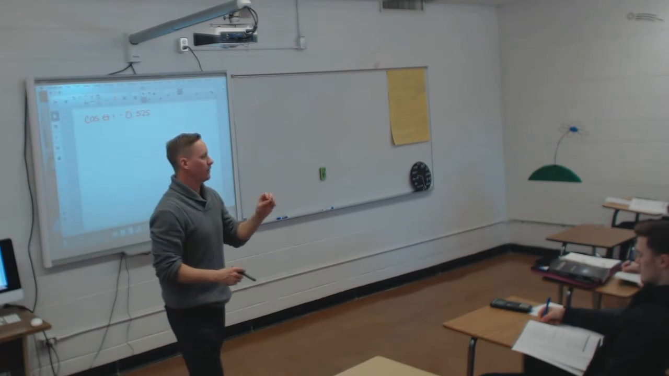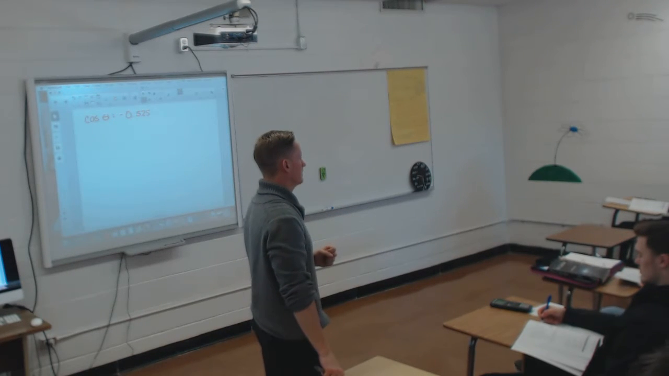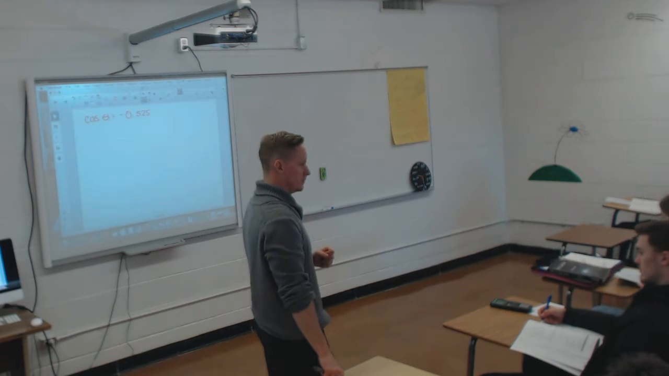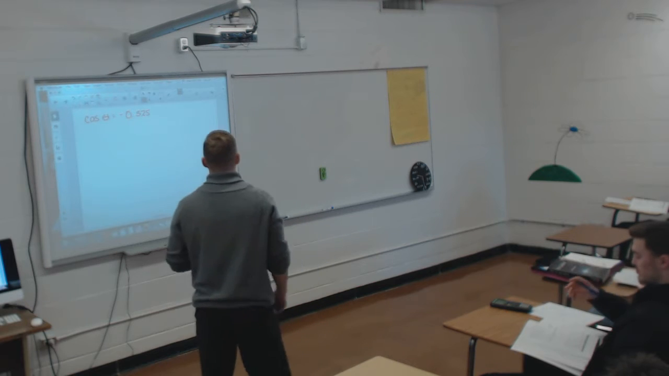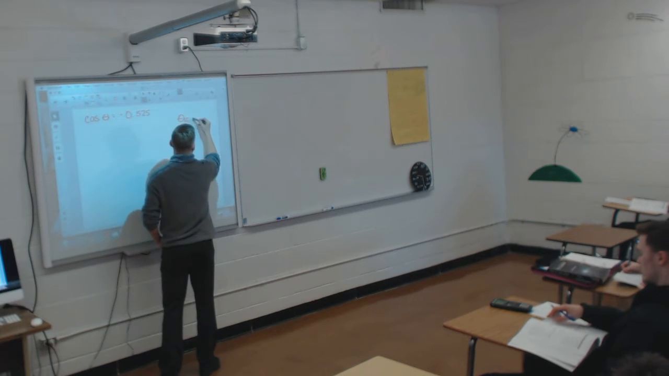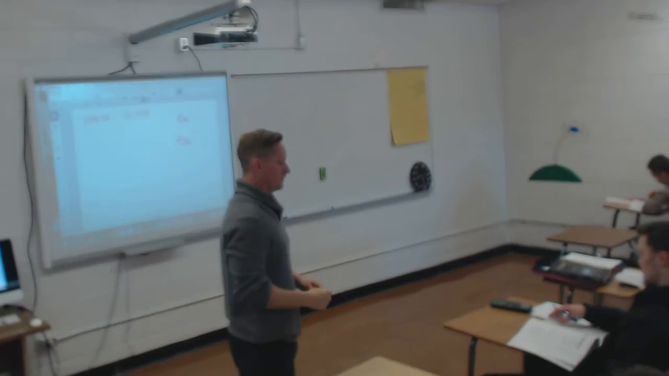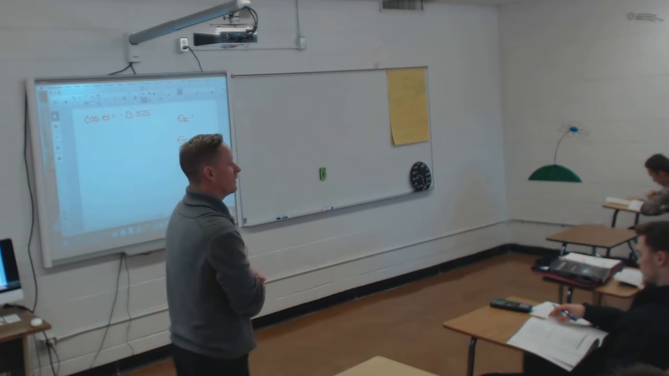First thing I want you to do, identify the two quadrants this angle is in. Where is cos negative? 2 and 3. So we know our solution has to be in quadrant 2, and our solution has to be in quadrant 3.